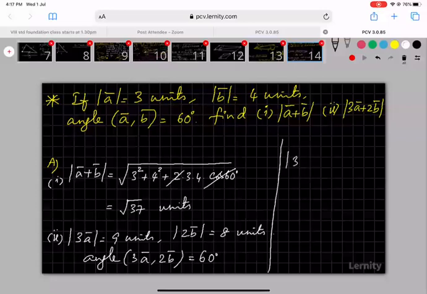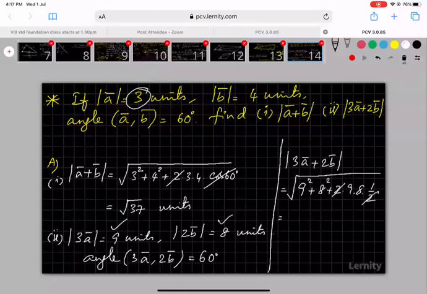So now I can calculate magnitude of 3A bar plus 2B bar. How do I do that? Root of what? You cannot substitute 3 square there. Now you substitute 9 and 8 here. So 9 square plus 8 square plus 2 into 9 into 8 into cos theta, which is 60 degree. Cos 60 degree is half. The 2's get cancelled, giving you root of 81 plus 64 plus 72. So that would be 136, 137, 217 units under root, of course. So magnitude of 3A bar plus 2B bar is nothing but root of 217 units.